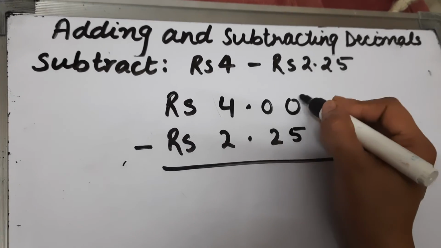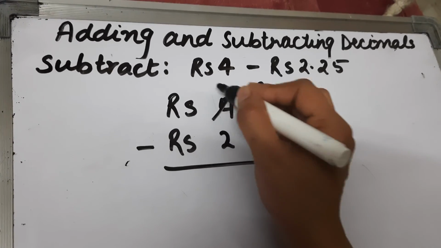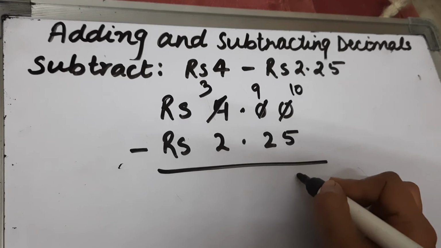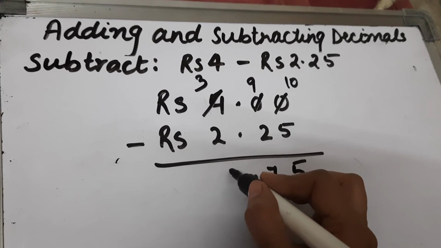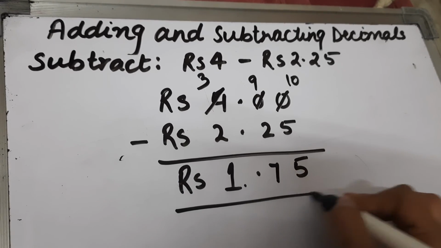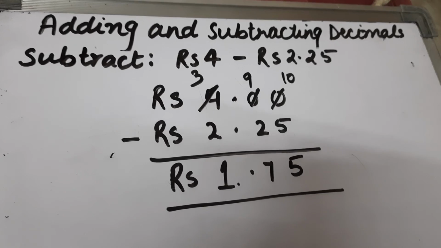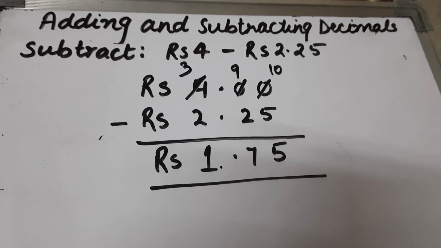Now subtract, this will be 10, this will be 9, and this will become 3. So 10 minus 5 is 5, 9 minus 2 is 7, and 3 minus 2 is 1. So our answer is rupees 1.75. This way we add and subtract the decimal fractions.